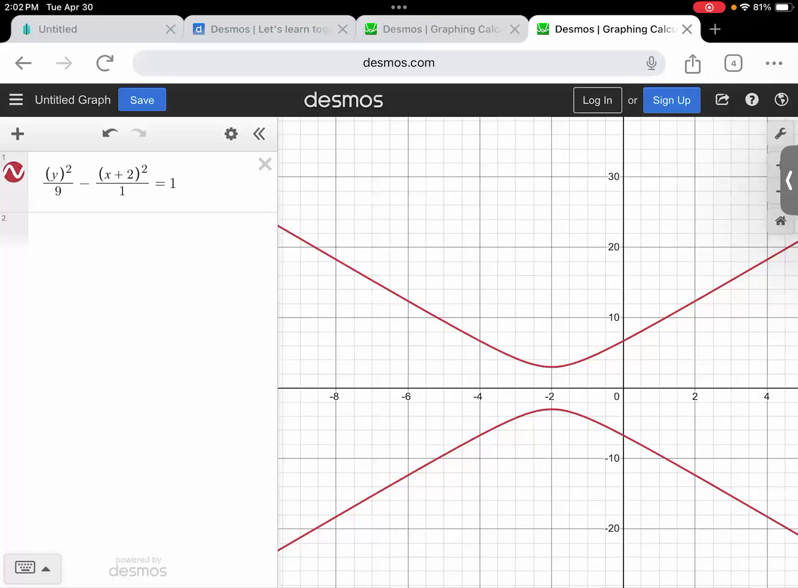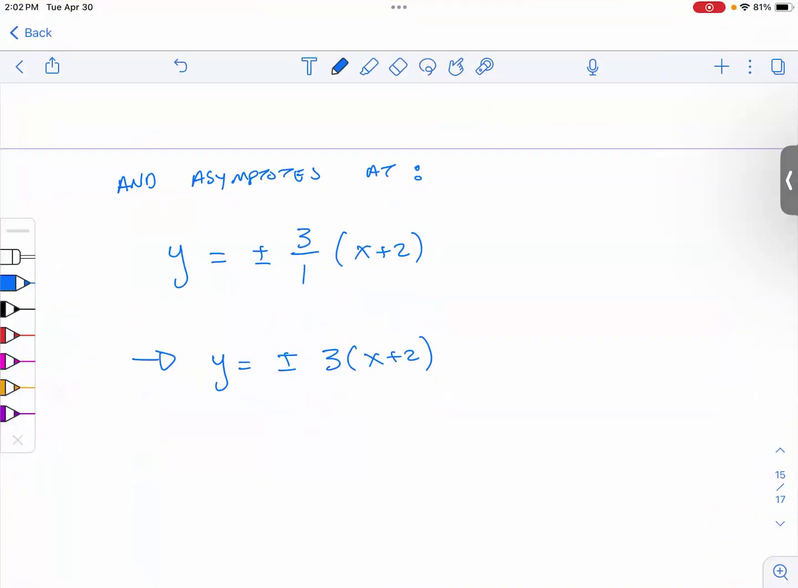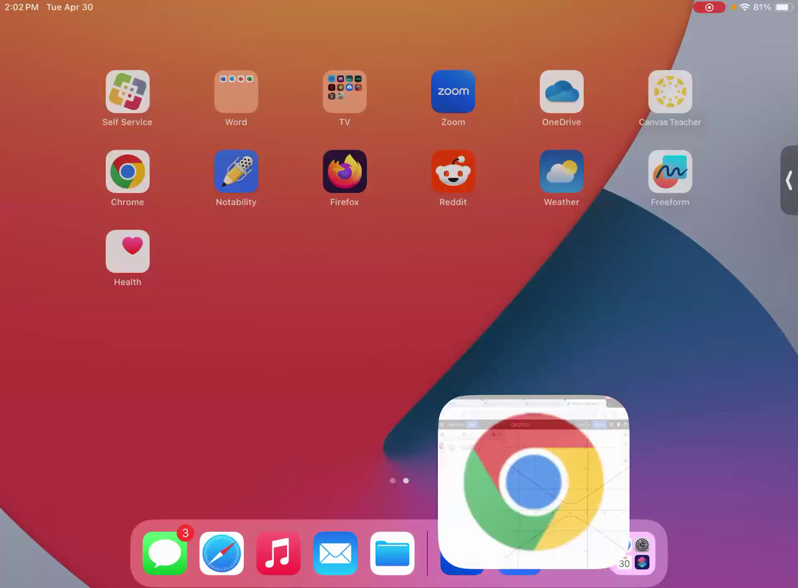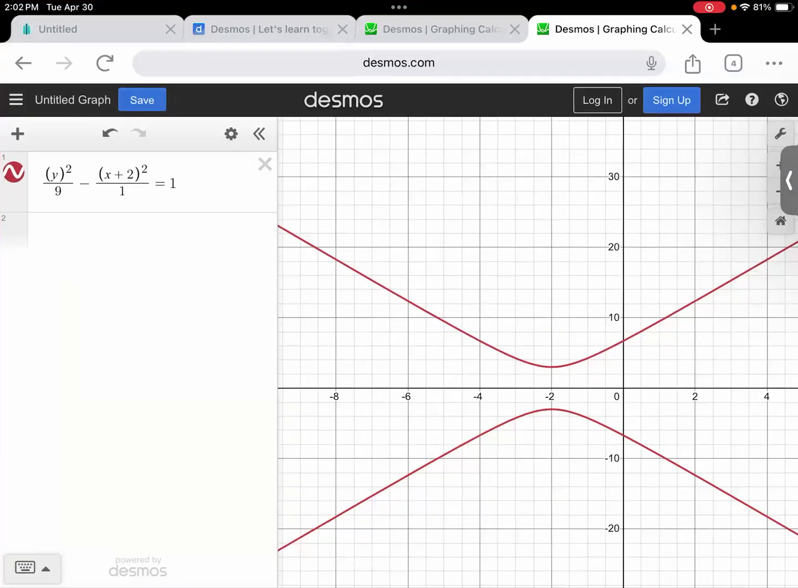I already forgot, what were those? 3? 3. So with the slope of 3, let's see. My scale on the y's all messed up. But that's the point. We trust the algebra, and you can verify that with a graph. All right. Not too bad.